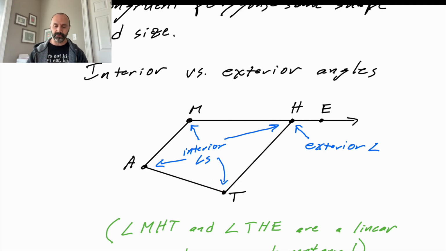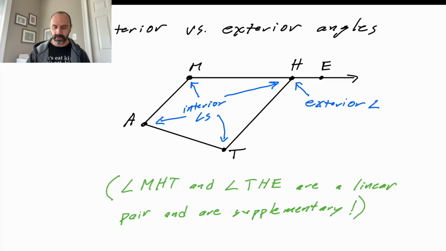An exterior angle is formed by extending one of the sides. When you extend one of the sides, you get an angle that is outside of the polygon, and that's called an exterior angle. By the way, little note: notice that this angle MHT and this angle THE form a linear pair, and therefore they're supplementary. So the interior angle and its adjacent exterior angle are always supplementary to each other. That's the note here that I put in green.